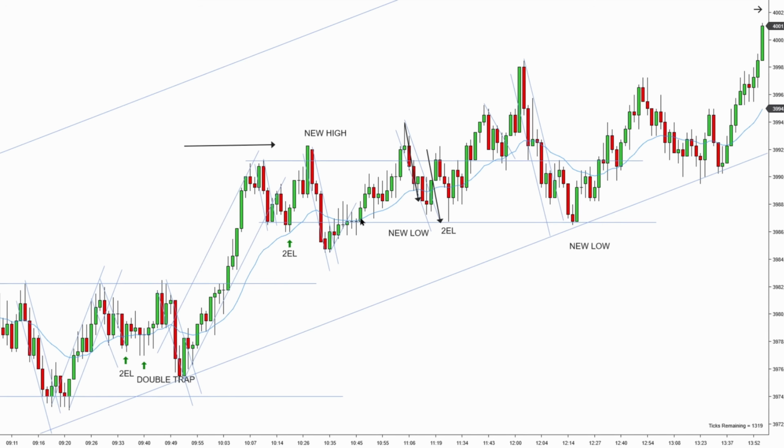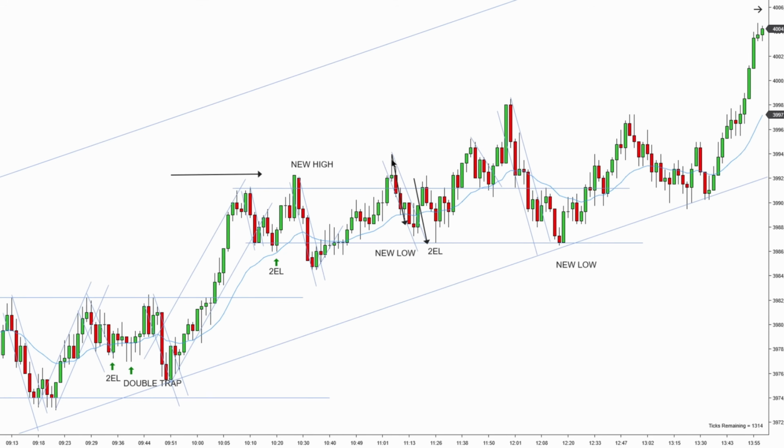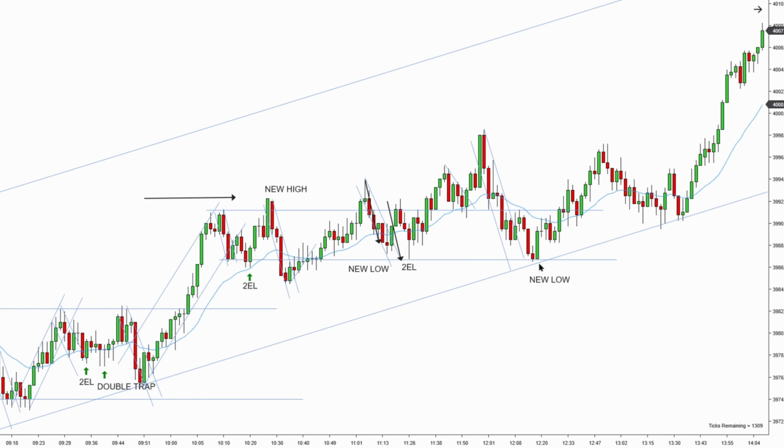But it doesn't mean you're looking to sell. You have no reason to sell here just yet. Eventually you have stronger bullish momentum, and after that price action goes back to normal, break new low, break new low.